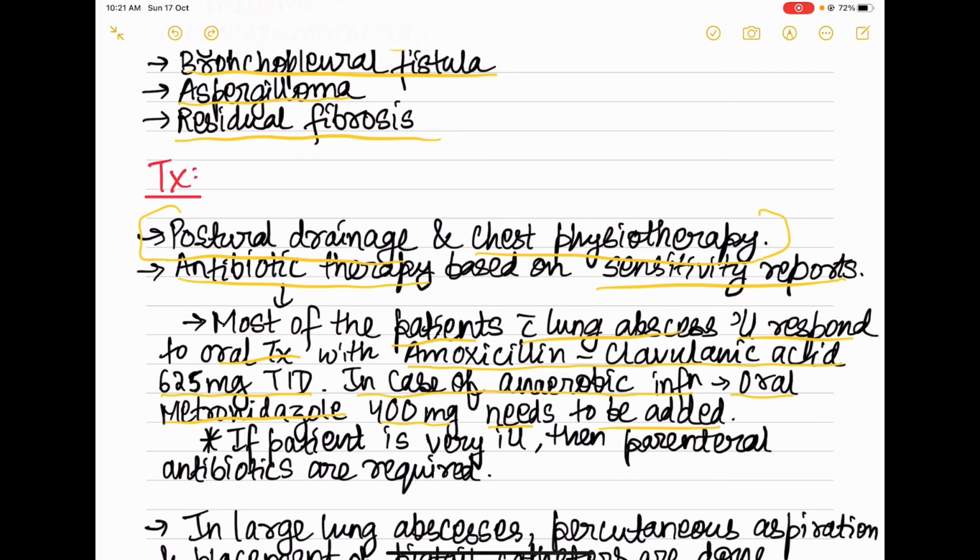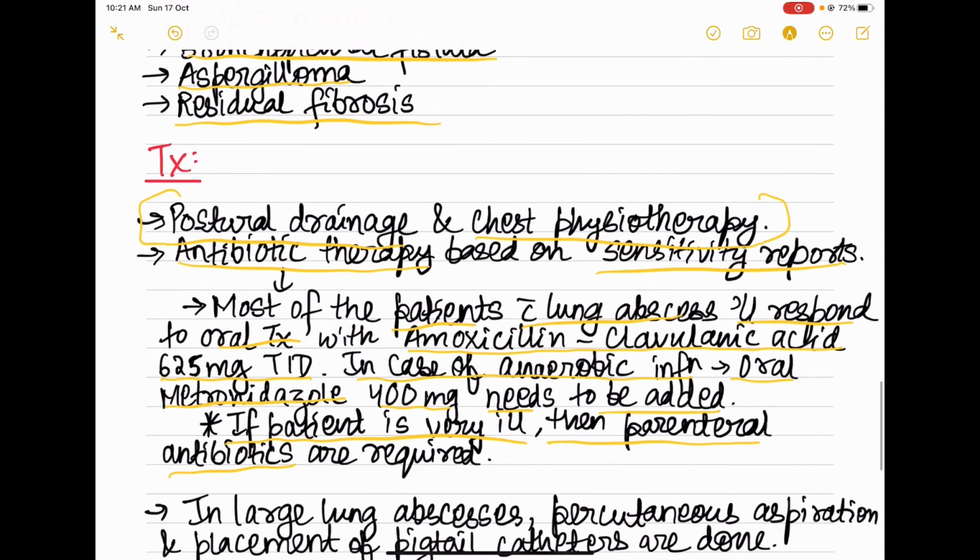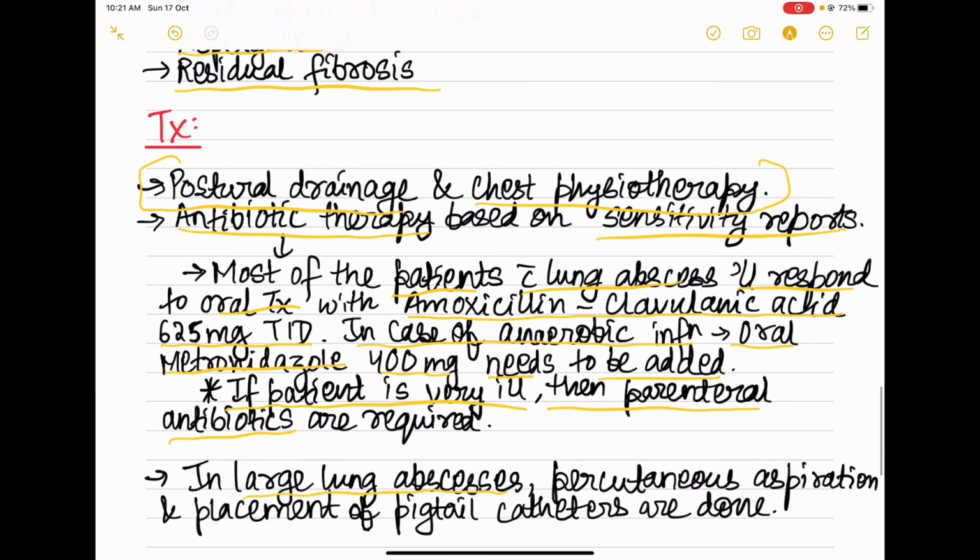If the patient of lung abscess is very ill, then in that case we won't give oral antibiotics, we will shift to parenteral antibiotics. In cases of large lung abscesses, we have to do percutaneous aspiration and placement of a pigtail catheter because these play a major role in the management of large lung abscesses. So this was about lung abscess. I hope you understood the topic.